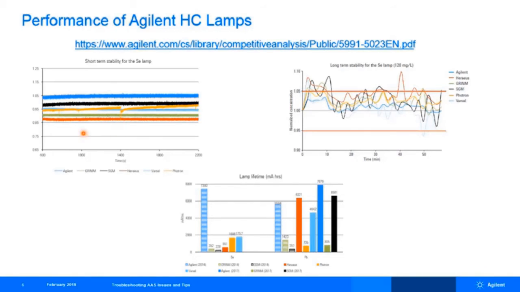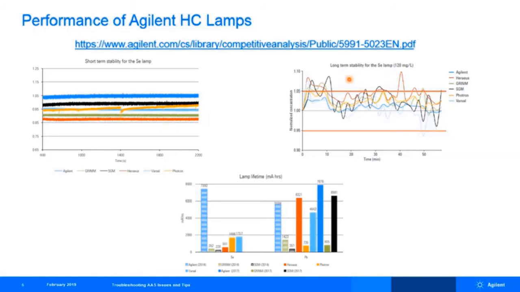So on this slide, we're showing first of all the short-term stability for the selenium lamps. And here we're comparing the performance of the Agilent lamp, shown in the light blue color, with a number of other competing lamps. This stability trace is shown after a 10-minute warm-up time. So you can see that while most of the lamps were suitably stable, this lamp shown in the orange color for Photron never appeared to stabilize. And you can see there are also some certainly large spikes appearing in the signal.